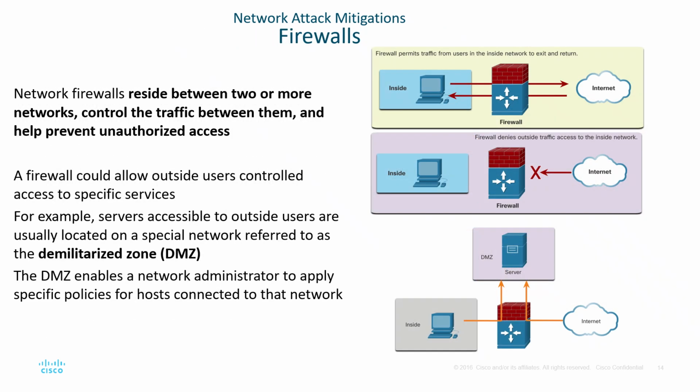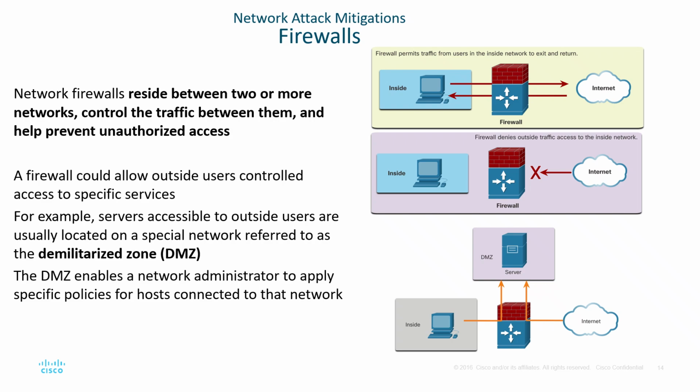Now, network firewalls are going to reside between two or more networks, and they control the traffic between them and help prevent unauthorized access. A firewall could allow outside users controlled access to specific services. So, for example, servers accessible to the outside users are usually located in what we specify as a demilitarized zone, a DMZ. Your DMZ, even though it is out there and it does require a public IP address, is still protected by your firewall.